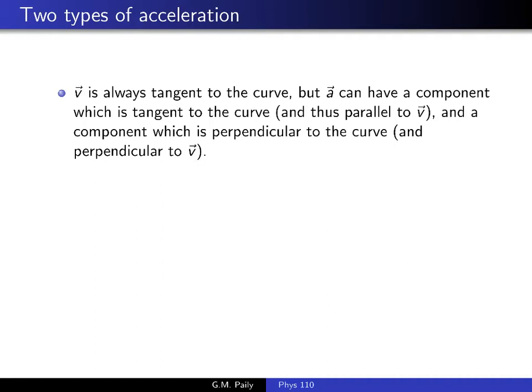So we have learned that there are two types of acceleration, and the velocity is always tangent to the curve, but the acceleration can have a component which is tangent to the curve and thus lies along the line of v, and a component which is perpendicular to the curve and thus perpendicular to the velocity. So even though v is always tangent to the curve, a does not have to be tangent to the curve.